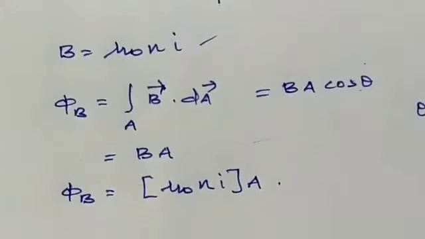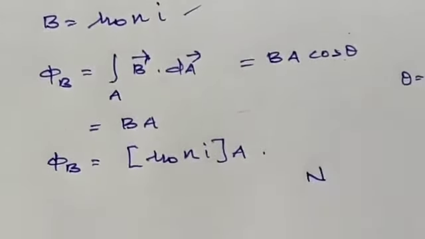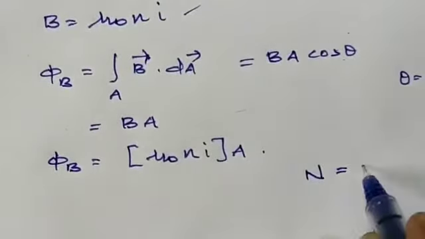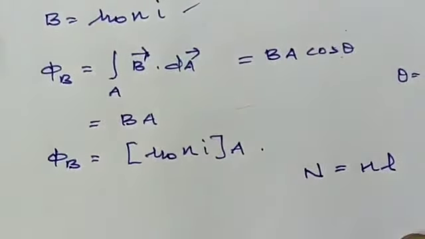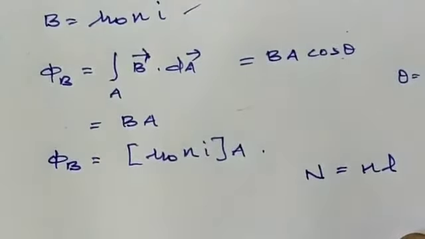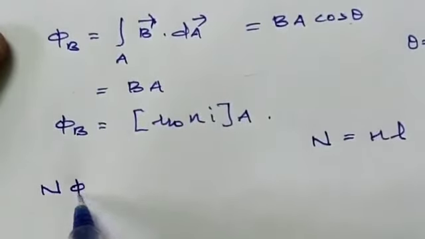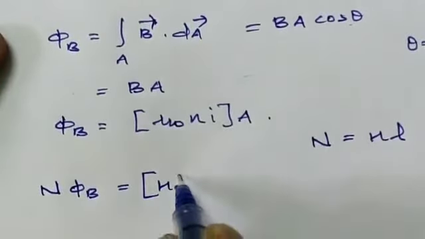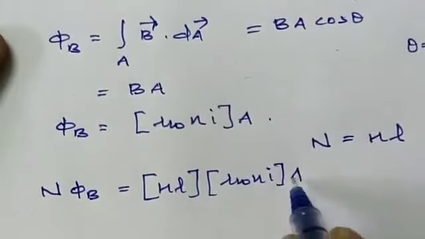So the total magnetic flux linked, or flux linkage of the solenoid, involves the number of turns, capital N. The number of turns in the solenoid is the number of turns per unit length into the length of the solenoid. So now we can find the total magnetic flux linked in the coil. Total magnetic flux is N phi B, using N equal to nL, phi B is mu naught n I into A.